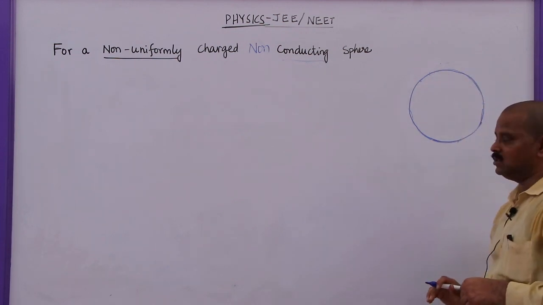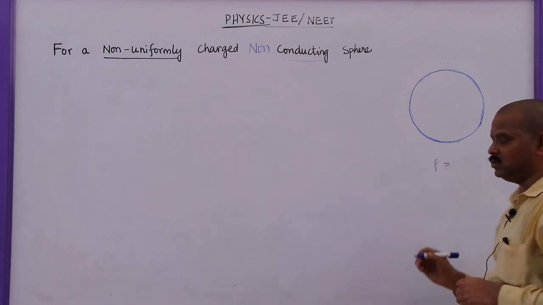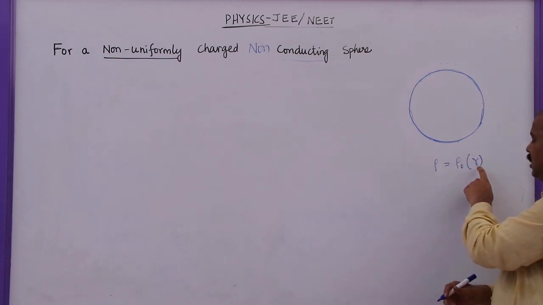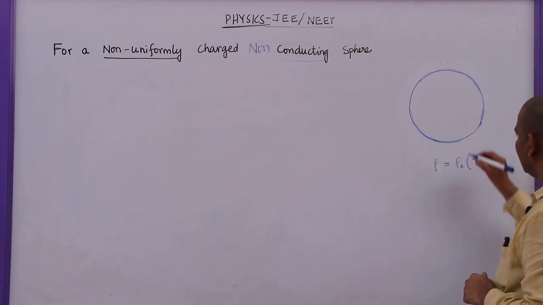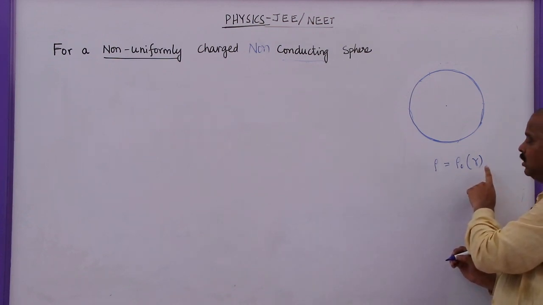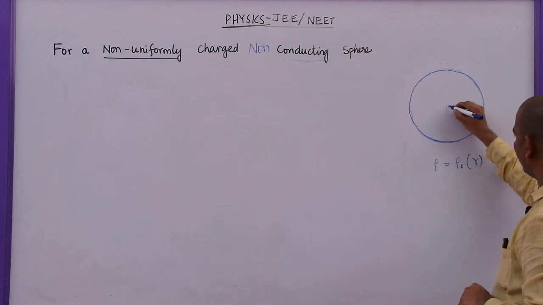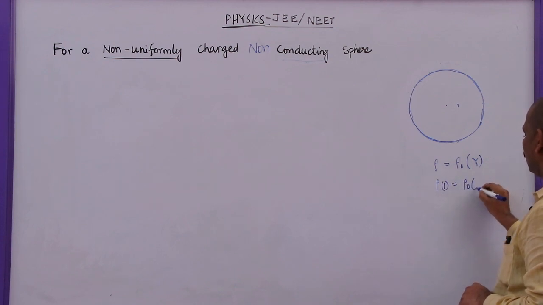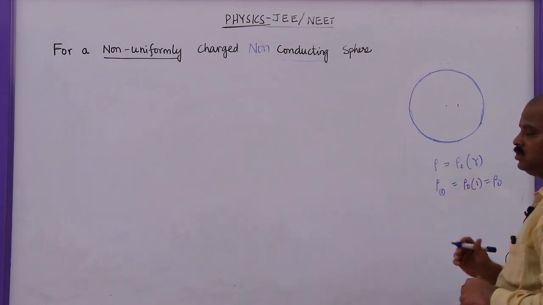Here charge is spread such that rho, the volume charge density, is equal to rho naught into r, where r is the distance from the center towards the surface of the sphere. That means at the center r is equal to 0, because r is the distance from center. Then what is the volume charge density? 0. And if you move 1 meter distance, rho at 1 meter is equal to rho naught into 1, which is equal to rho naught. So this is the volume charge density at 1 meter.